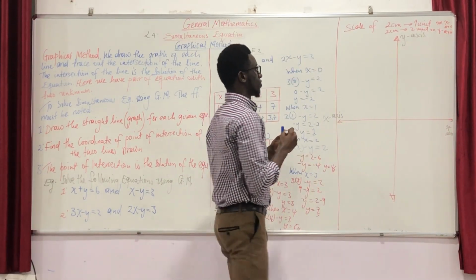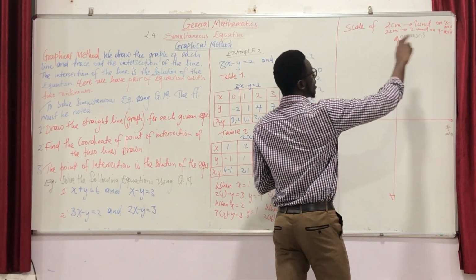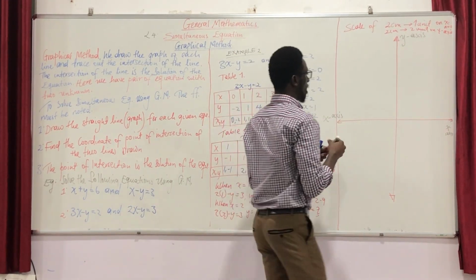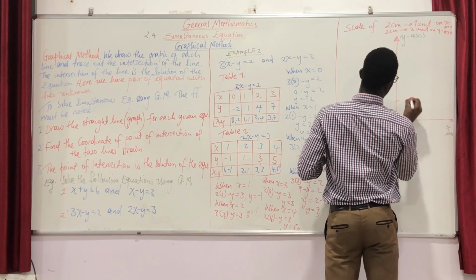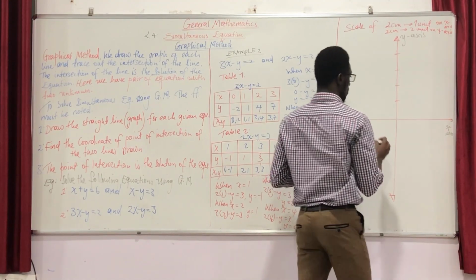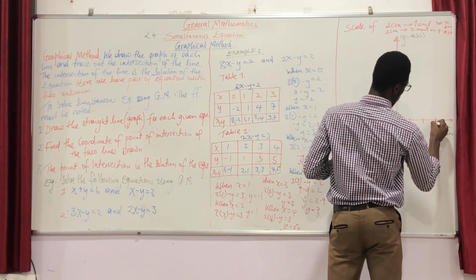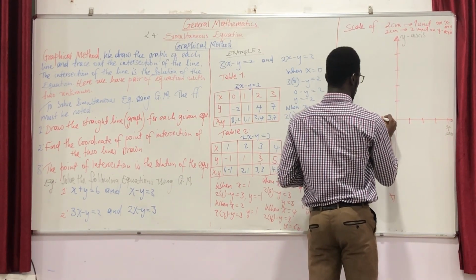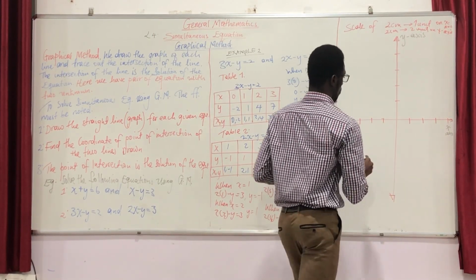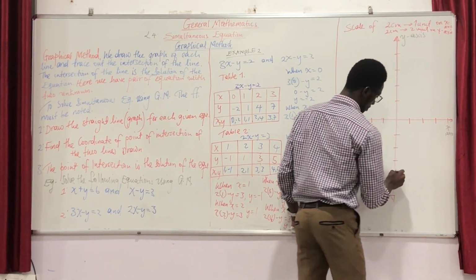So now for the x-axis we use 2 centimeter to 1 unit, that is 1, 2, 3, and for the y-axis we use 2 centimeter to 2 units, which is 2, 4, 6. So now let's see here, we have 2, 4, 6, 8. Here we have 1, 2, 3, and 4.